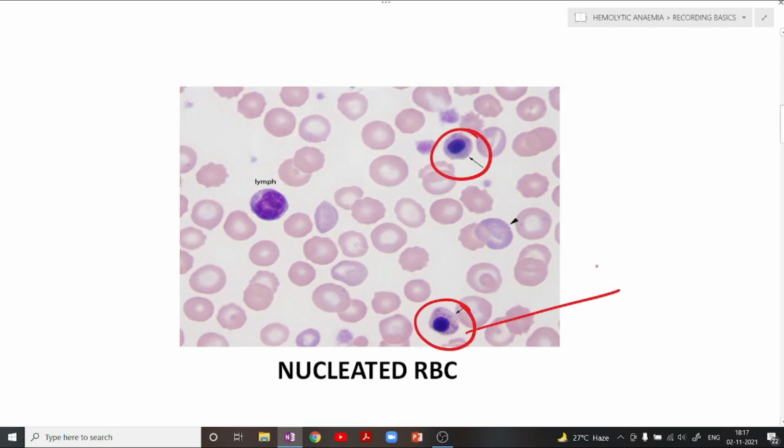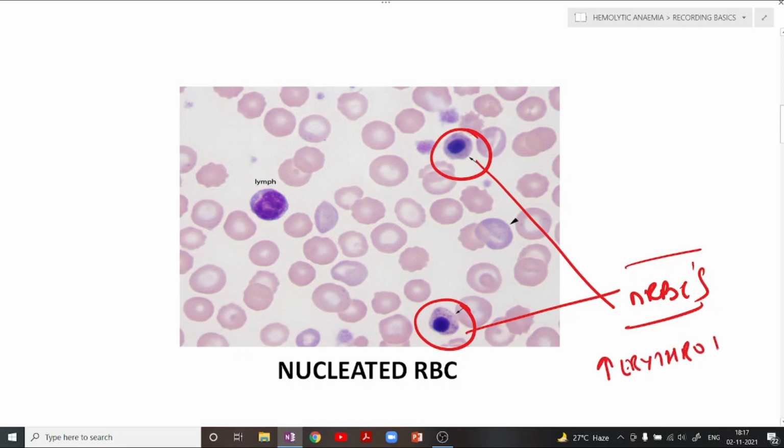Now very important, another basic thing is the presence of nucleated RBCs. The presence of these nucleated RBCs, also called NRBCs, indicates increased compensatory erythropoiesis, indicating that some sort of RBC destruction is going on. Now, very important in the slide, see, there is polychromasia also. There are certain RBCs which are polychromatic.